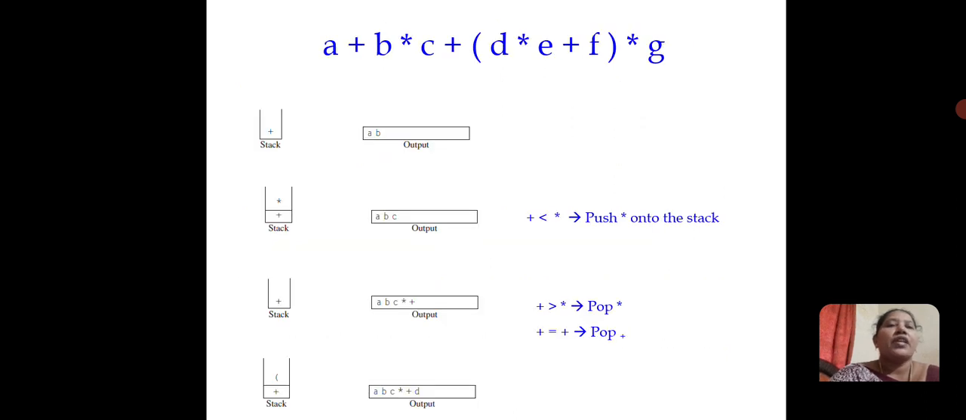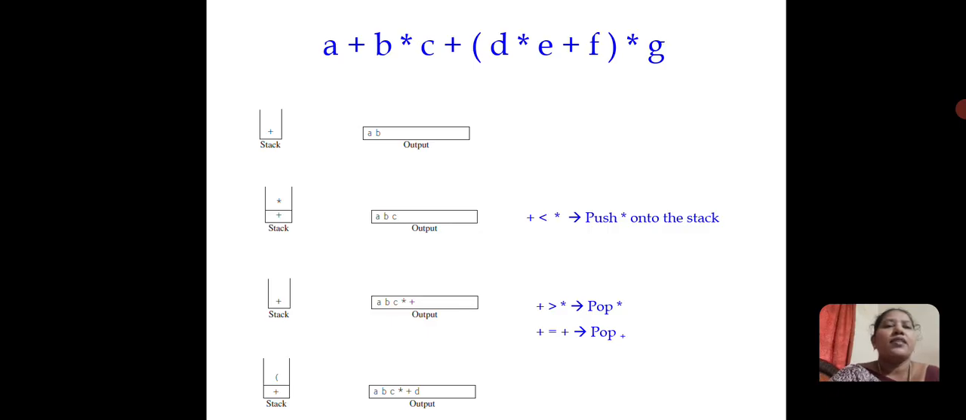You are having an infix expression a plus b star c plus d star e plus f star g. First in this expression, you are having the value as a. A is an operand, therefore it will be printed in the output as a. The next one is plus. Since plus is an operator, it will be pushed into the stack. The next one is b. Since it is an operand, you will be writing it in the output.